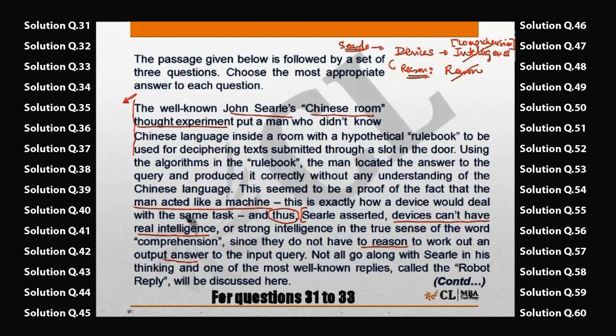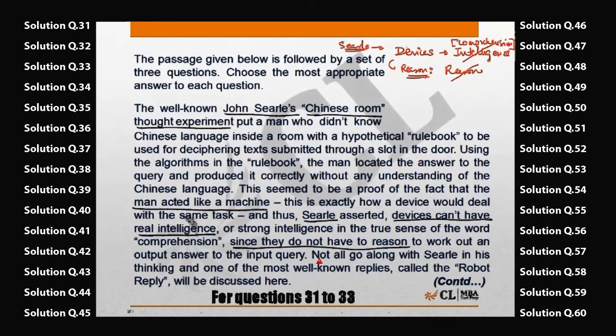So if we start from here to here, what you need to understand is that all these are details. All this part is detail. Your focus would be on the main idea. So it is about John Searle's position on the Chinese room thought experiment. He has told two key things. He figured out that the man acted like a machine, and then he came to the conclusion that devices can't have real intelligence, and he gives a reason for it. So that's the reason for his argument. They do not have a reason to work out any output answer to the input query.